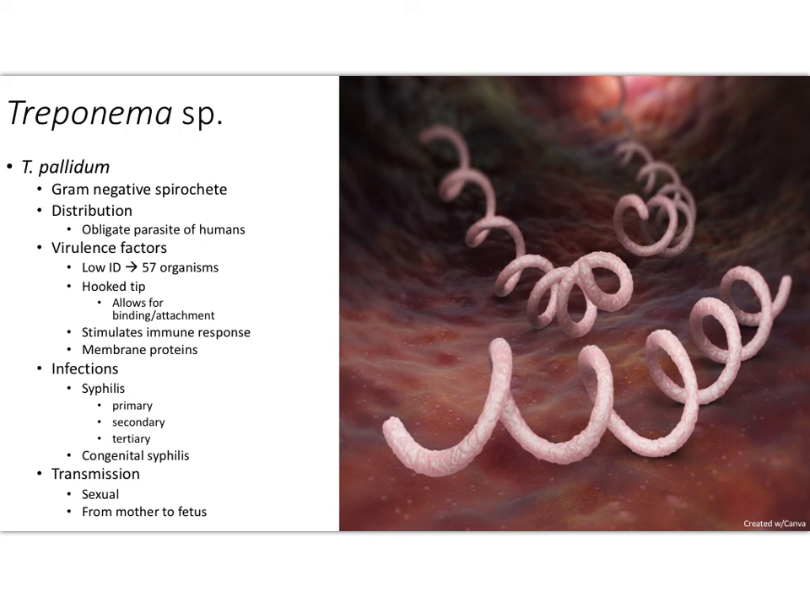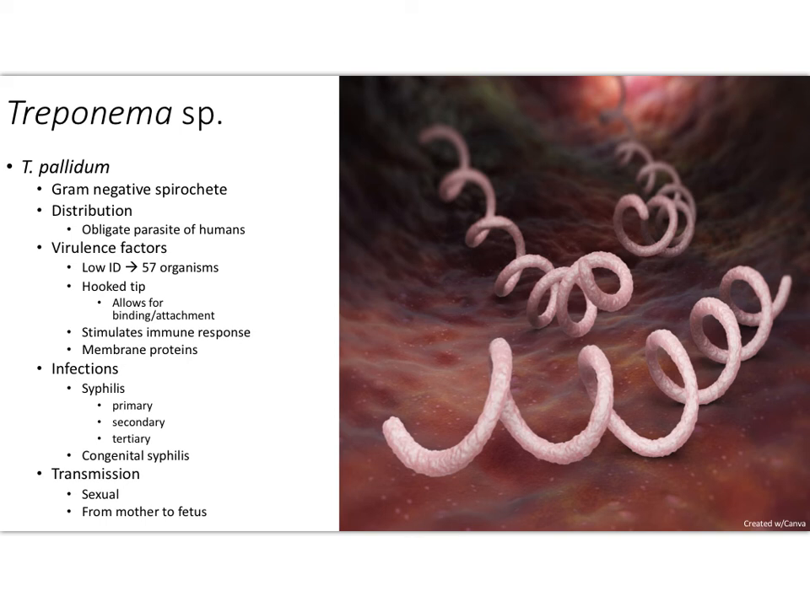This organism stimulates the immune response, and interestingly, it has very few membrane proteins that our body recognizes as foreign. So it does have some antigens on its surface. It has some proteins that our body recognizes as foreign proteins, and so we are able to respond to it. However, it doesn't have a lot of them, and that makes it more difficult for our body to trace this organism as it moves through our body and also to make antibodies.